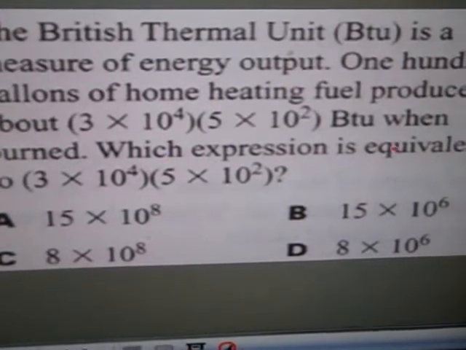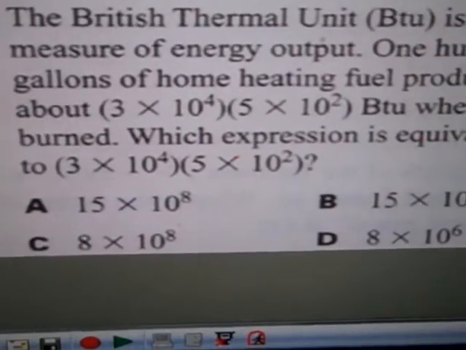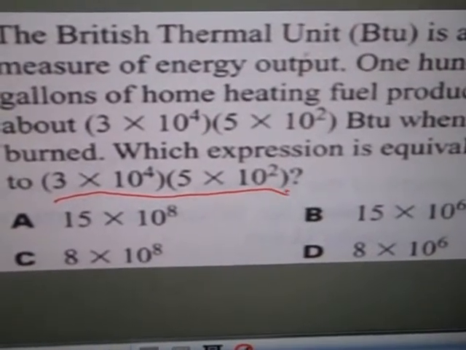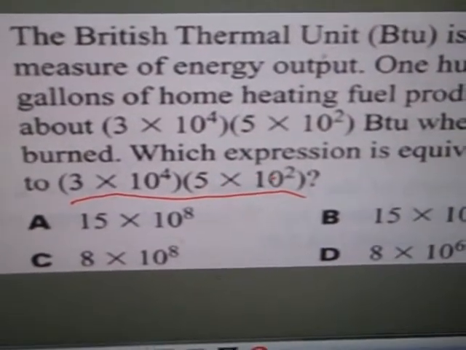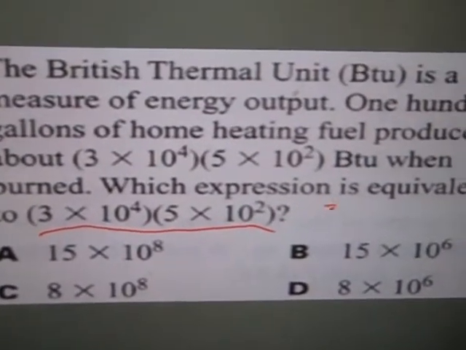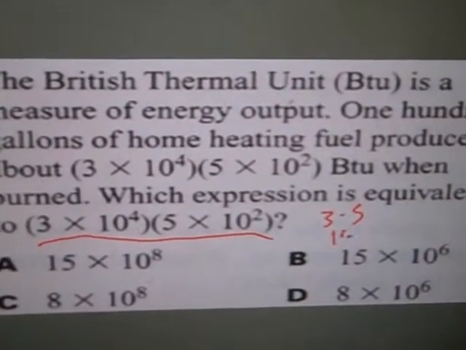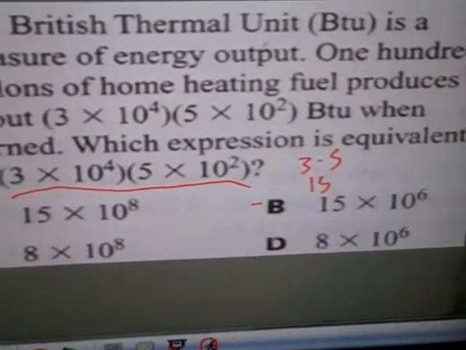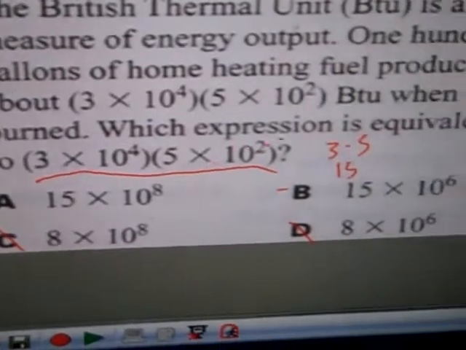The next one, I'm just going to go straight to the question. Which expression is equivalent to 3 times 10 to the 4th times 5 times 10 squared? Now, with multiplication problems, the order is not important. We can just go ahead and do 3 times 5 in the beginning, and we get 15. The answer choices that have 15 are A and B. Eliminate D and C then.